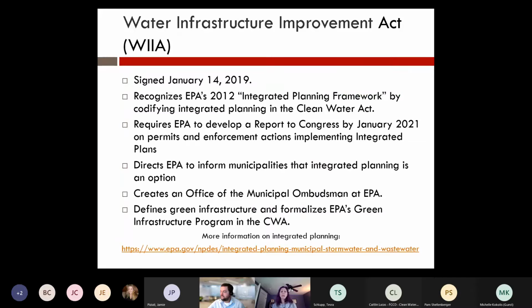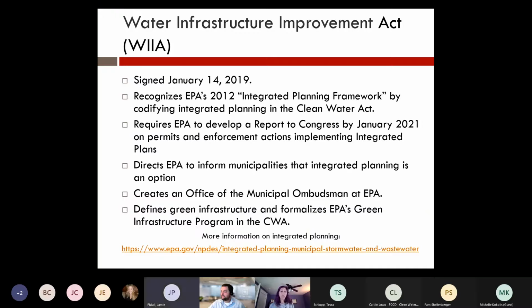Since we developed our integrated planning framework in 2012, many years later in 2019, the Water Infrastructure Improvement Act was signed by Congress, and that recognizes our integrated planning framework and drops it into the Clean Water Act. So now integrated planning is a part of the Clean Water Act, and so municipalities can have a greater certainty that yes, you can use this when you're doing your planning to meet Clean Water Act obligations.